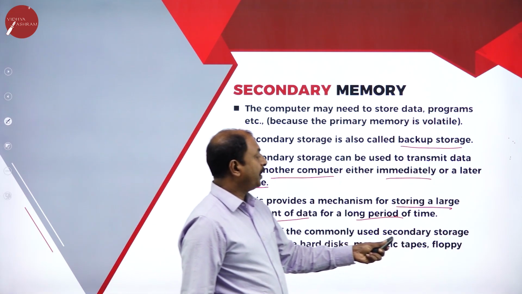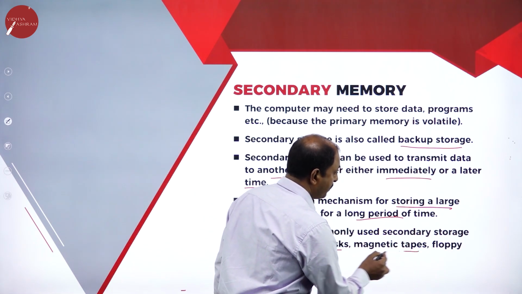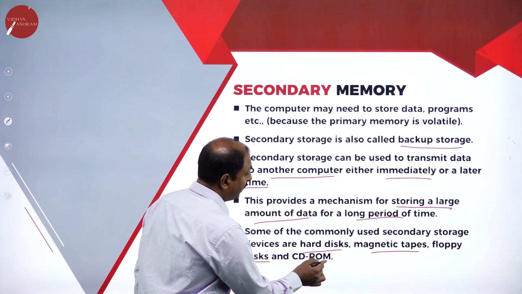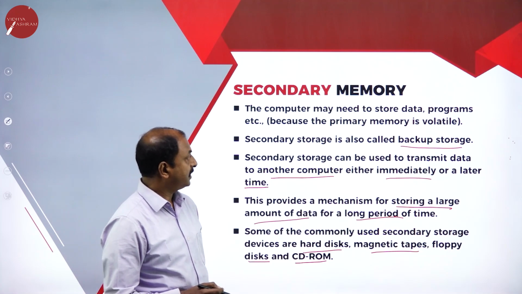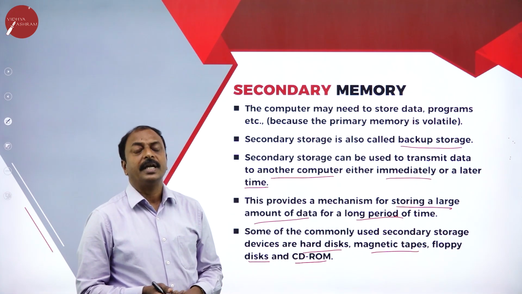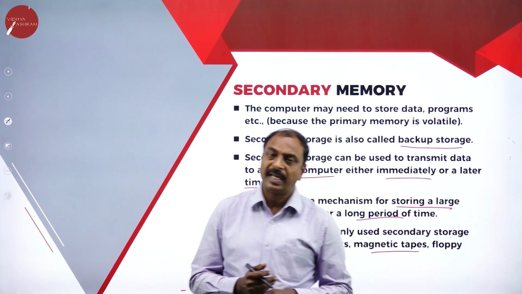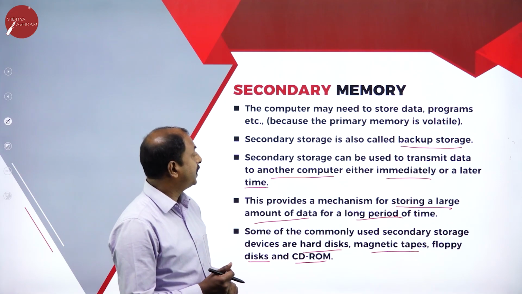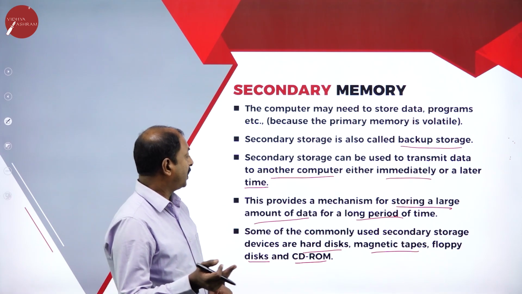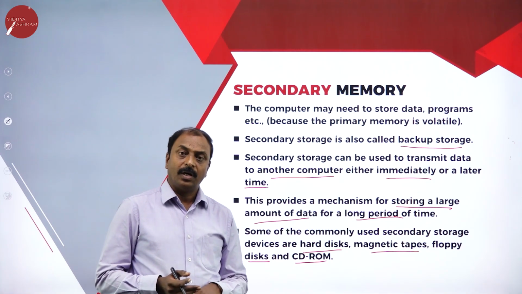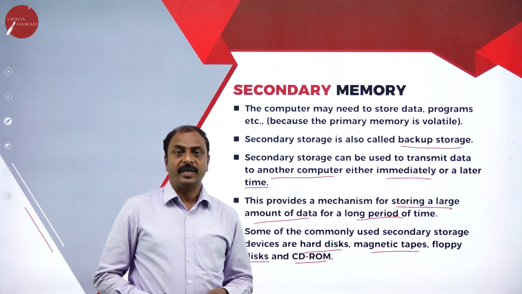Some of the commonly used secondary storage devices are hard disk, magnetic tapes, floppy disks, and CD-ROM. These are all examples of secondary memory devices. So what are secondary memory devices? It is storage space to store the data, information, and programs and so on for future use. Once the data is stored, we can use it for a long time because primary memory is volatile. So this is about the secondary memory devices.